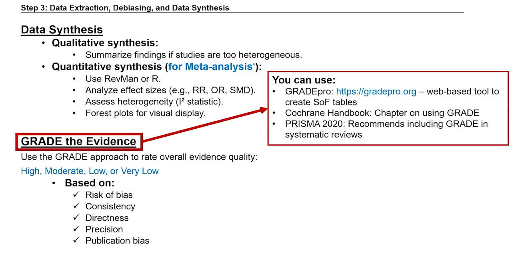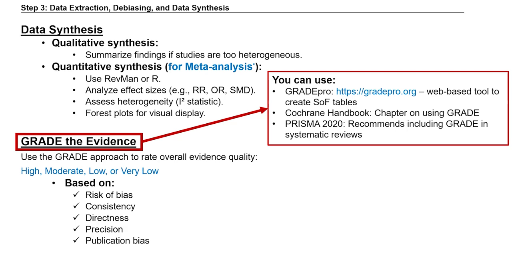There are different tools for grading. You can use GradePro, which is a website. It is free, I think, for 2 or 3 authors if you want to use it. We also have the Cochrane Handbook. There is a chapter on how to grade evidence. And we have PRISMA 2020 that recommends grading in systematic reviews, and there are some methods for it. I personally use GradePro, sometimes the Cochrane Handbook, but it really depends on how the authors want to approach it.